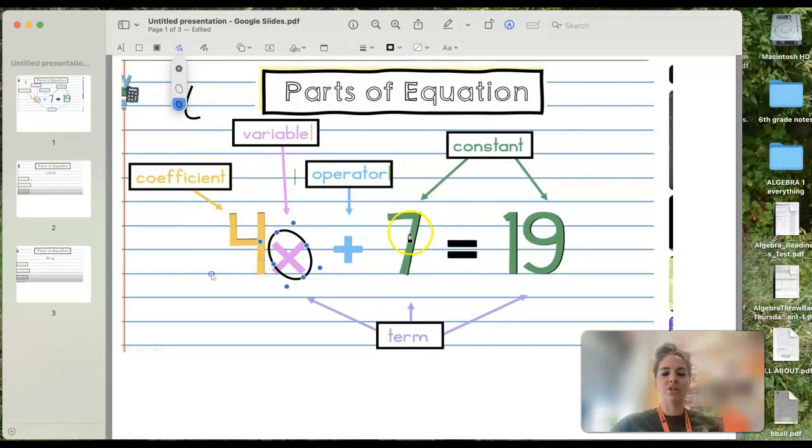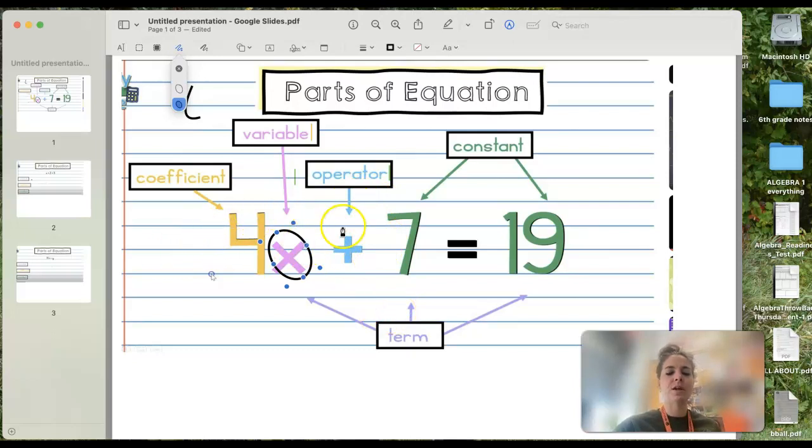We have two other terms in this equation. We have a 7 and a 19. You'll notice there are no variables attached to them. So those are called constants. They are constantly equivalent to 7, constantly equivalent to 19. There's nothing varying or changing with it. The operator in the equation is the operation. Okay, so like addition is an operation, subtraction is an operation, multiplication or division is an operation. So those are the operators.